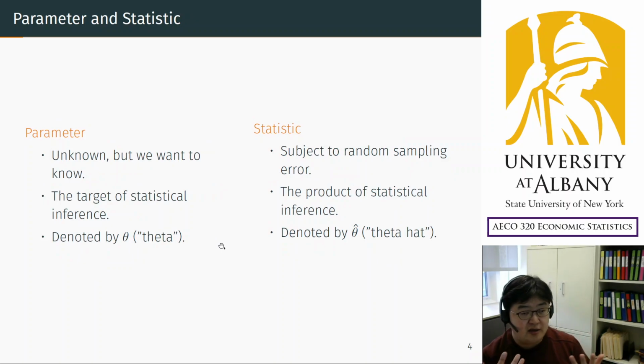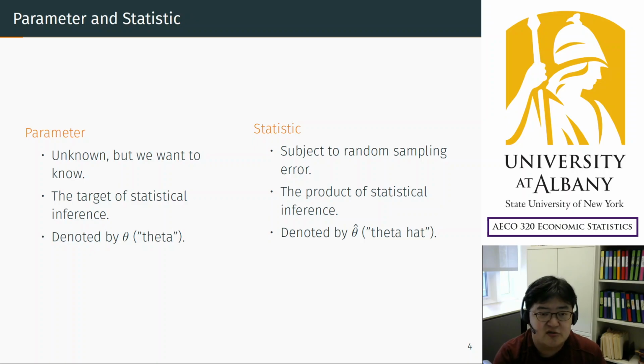Another way to contrast the parameter and the statistic is this way. It follows from the previous explanation. A parameter is unknown, but we want to know. So this is why we need a statistic. As I said, a parameter is calculated from an infinite number of observations. So of course, you never know that. You never observe infinite observations, so a parameter is unknown. But of course, we want to know. That's why we consider this.